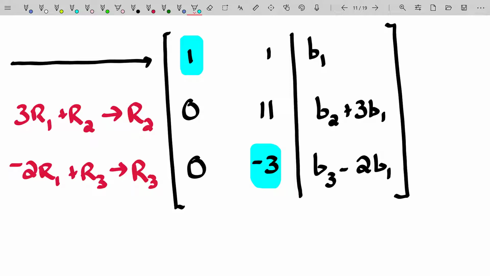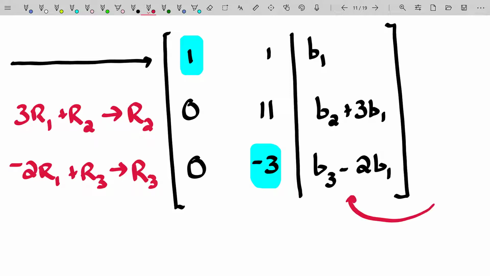Now, we have a theorem from way back in the day that tells us if we have a pivot in the rightmost column, then the linear system associated with this augmented matrix will be inconsistent. So I do not want a pivot in this final column. That would be a big bad no-no.